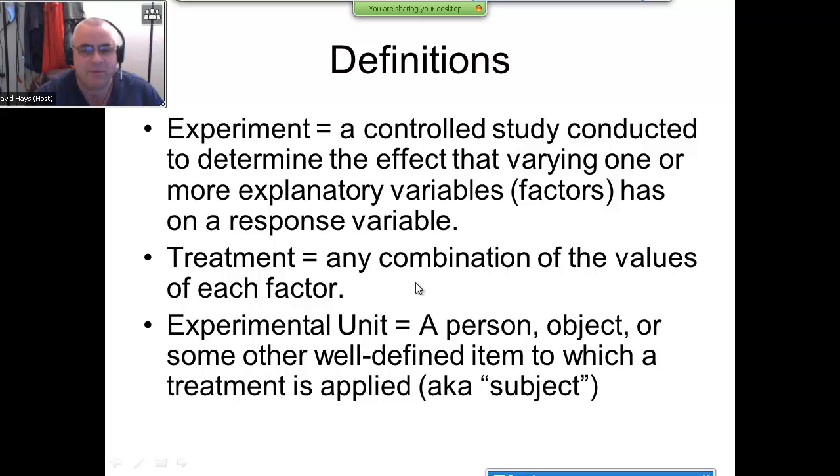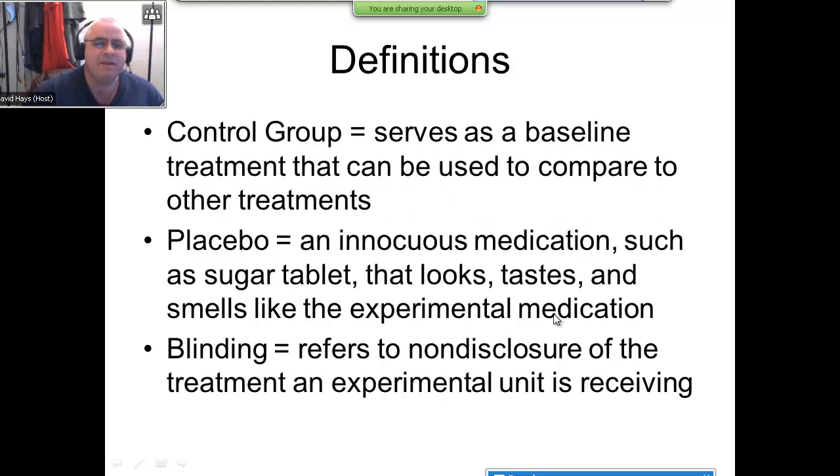A treatment is any combination of the values of each factor. Experimental unit, person, object, or some other well-defined item to which a treatment's been applied, aka subject, or guinea pig. Now we have our control group. This serves as a baseline treatment that can be used to compare to other treatments. Then we have our placebo, an innocuous medication, such as a sugar tablet, that looks, tastes, and smells like the experimental medication. Blinding refers to non-disclosure of the treatment an experimental unit is receiving.